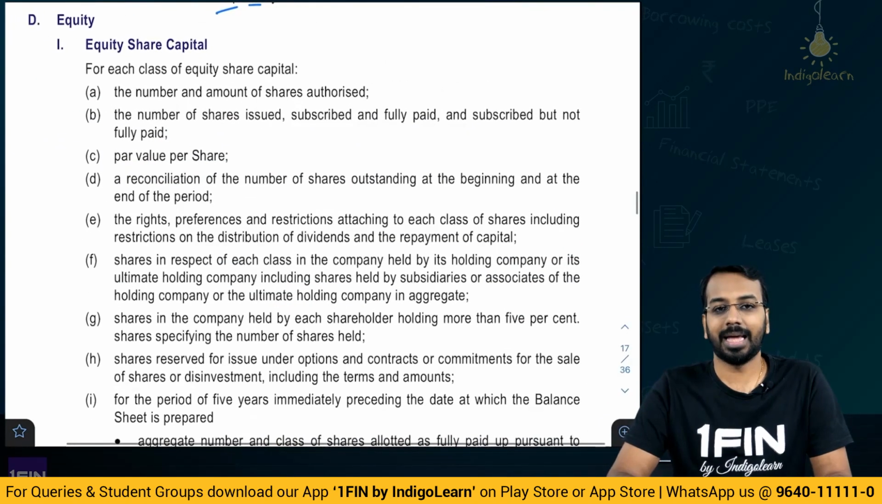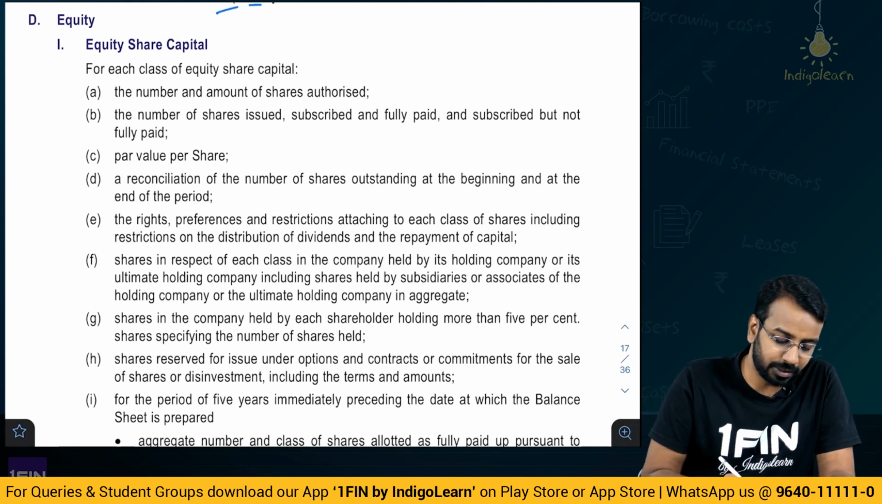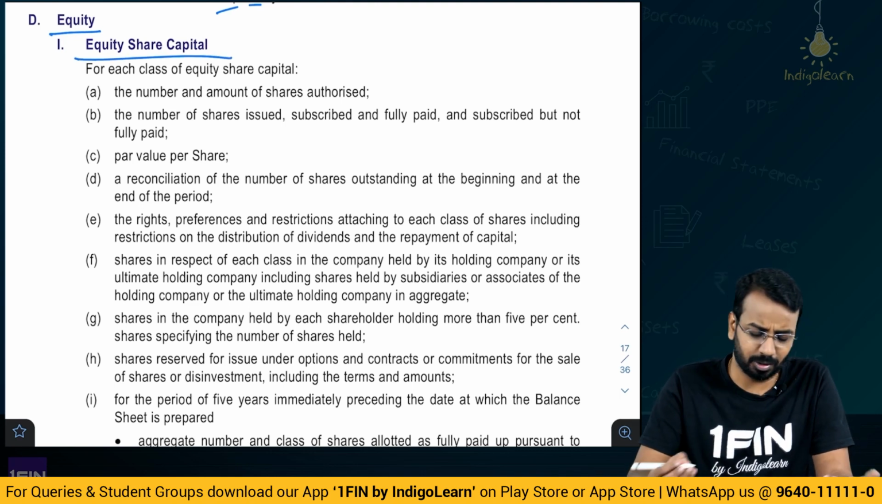Now we are done with the asset side. Let us move on to the equity and liability side. Under equity, we have equity share capital, right? All of us know it.